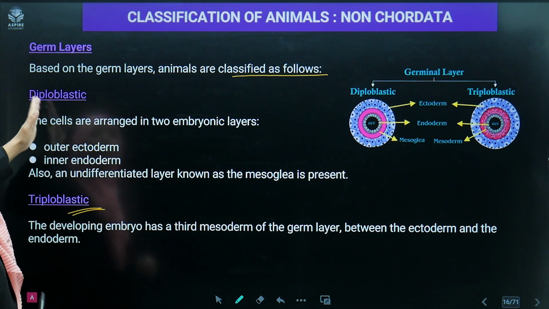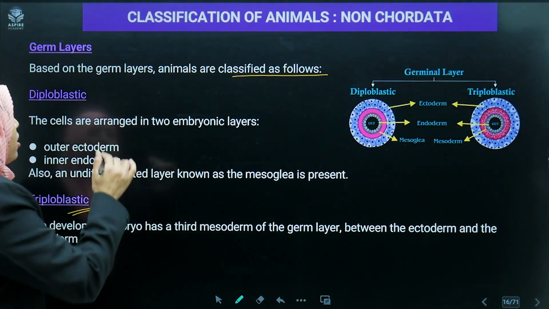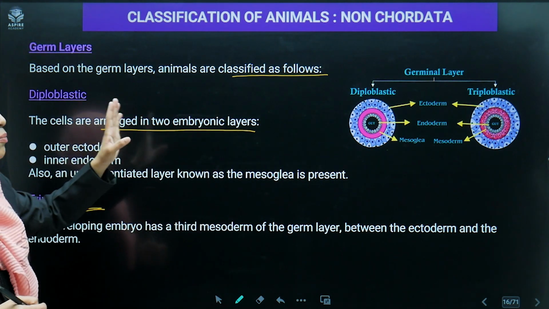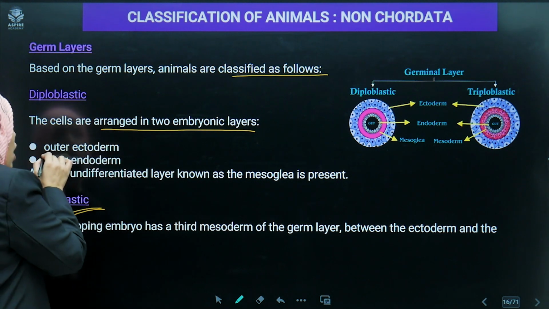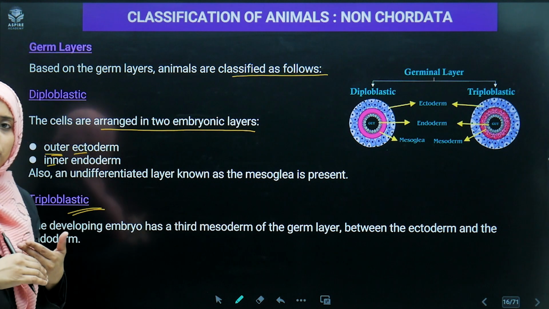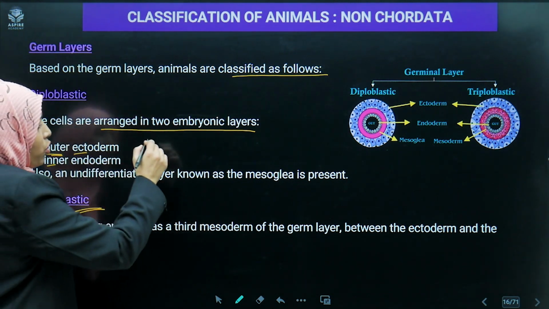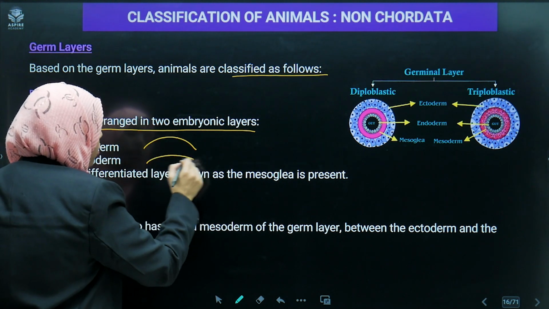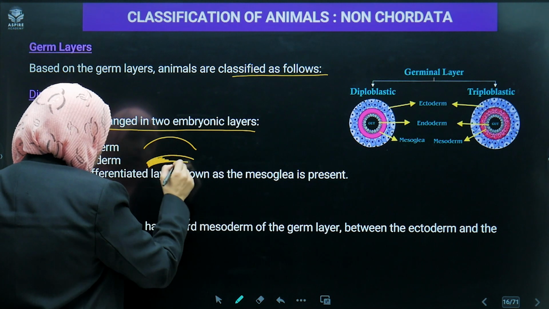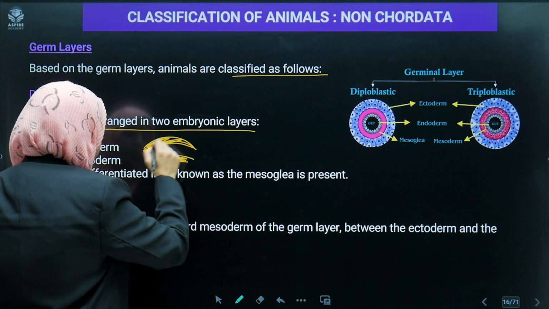So diploblastic organisms have two germ layers arranged in two embryonic layers. Germ layer, that is the embryonic layer. So the first one, the outer one, will be ectoderm, and the inner one is endoderm. Ectoderm is the dermal layer and the inner one you can call endoderm, so the outer one is ectoderm.